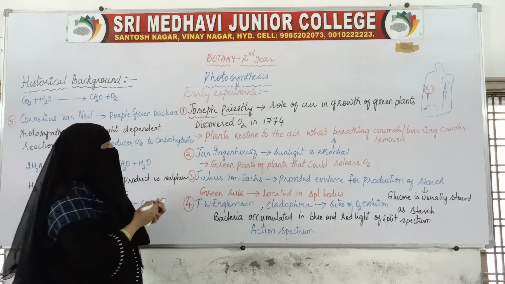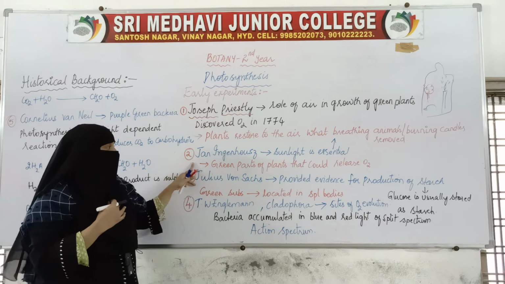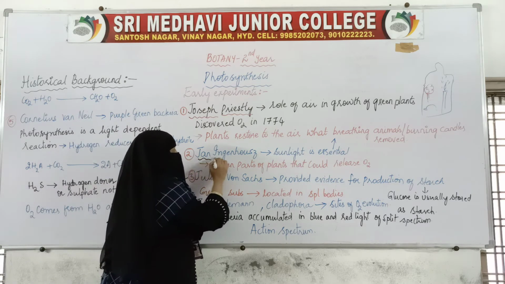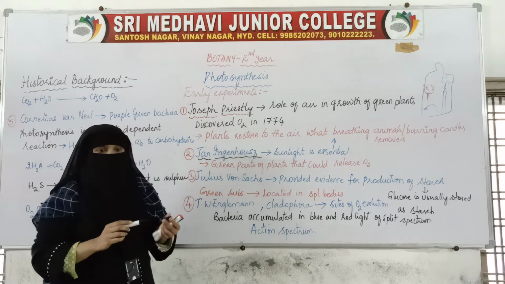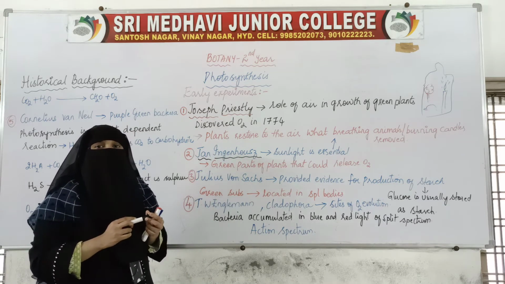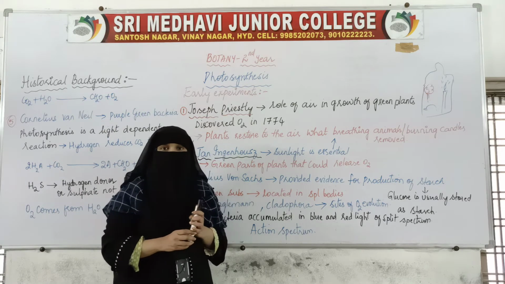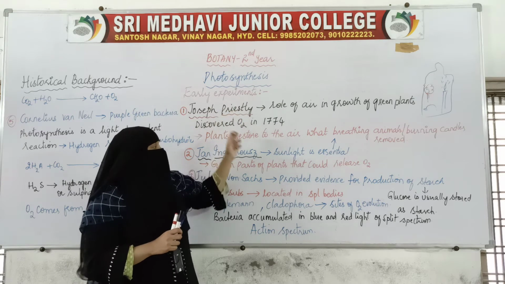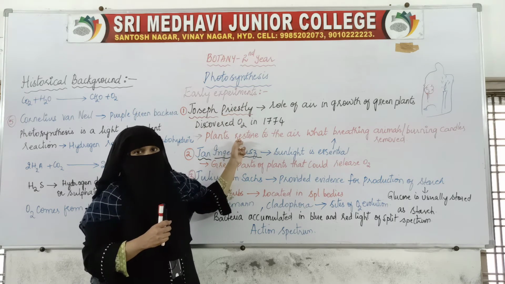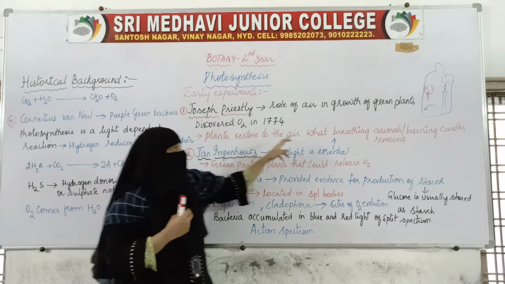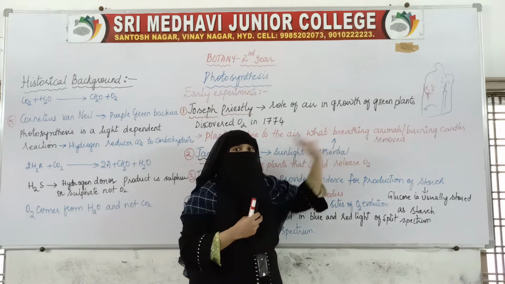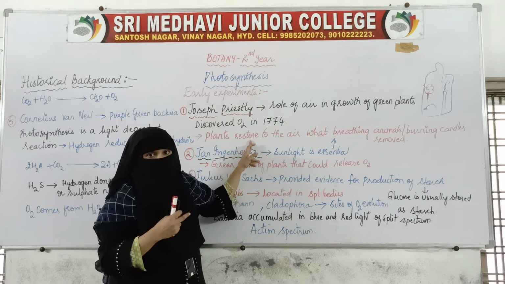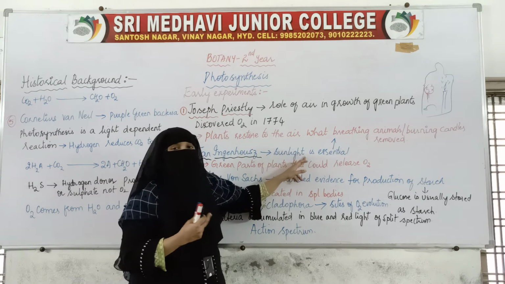Now coming to another scientist, whose name is Jan Ingenhousz. He demonstrated that sunlight is essential. What Joseph Priestley said was that the plant is restoring the substance which has been used up by the breathing animal and the burning candle. And for the plants to restore that substance, plants require sunlight.